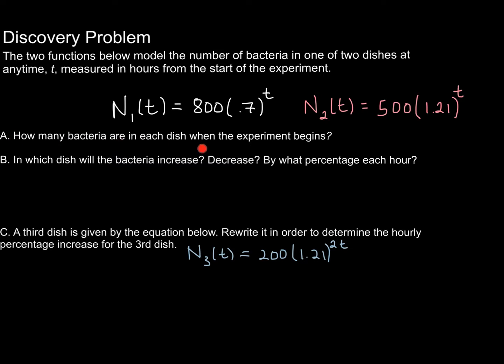How many bacteria are in each dish when the experiment begins? Part B, in which dish will the bacteria increase? In which dish will it decrease? And by what percentage each hour? And then part C, a third dish is given by the equation below, n sub 3 here. Rewrite it in order to determine the hourly percentage increase for the third dish. So go through, try this on your own. Go ahead and press play once you finish. We'll go through this a little bit together, and if there are parts that I help explain, you can go ahead and pause again and finish it out on your own.